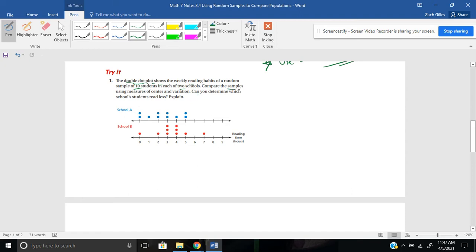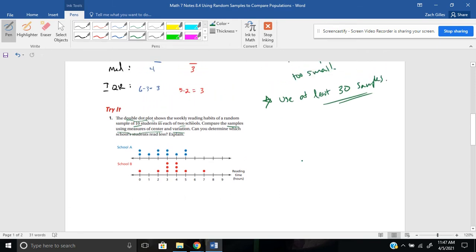Okay. Compare the samples using measures of center and variation, and then can you determine which school students read less and explain? So some of you are probably already saying right away, whoa, pause. We only sampled 10 students. That's less than the 30 you said, Mr. Gillis. So yeah, that is true. So you're probably going to say the same thing, that the sample size is too small to make a valid conclusion. But it still needs you to compare the samples using measures of center and variation.